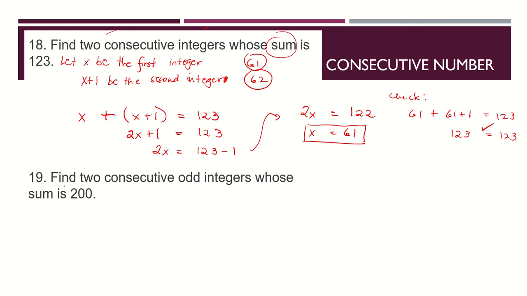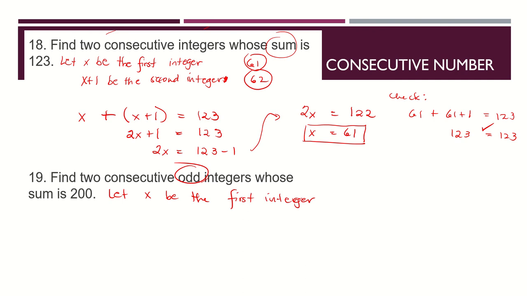Last, number 19. Find two consecutive odd integers whose sum is 200. Okay, so same representation ng first. Let x be the first integer. And then, don't forget po, dahil may word na odd or even, laging ang dagdag niyan is 2. So, kapag kasunod kasi, halimbawa, ano bang example ng odd integer? Ang odd integers natin ay 1, 3, 5, 7, 9, and so on.